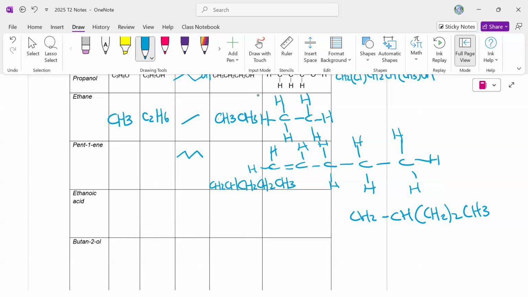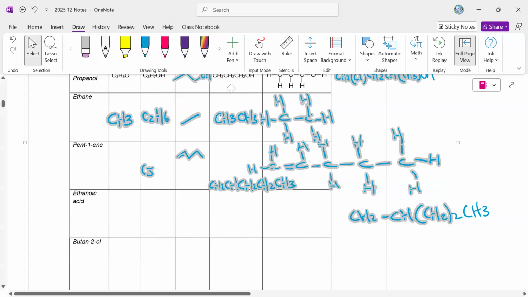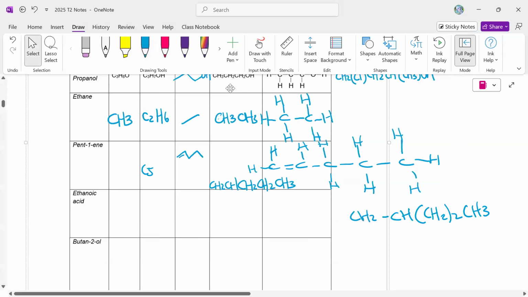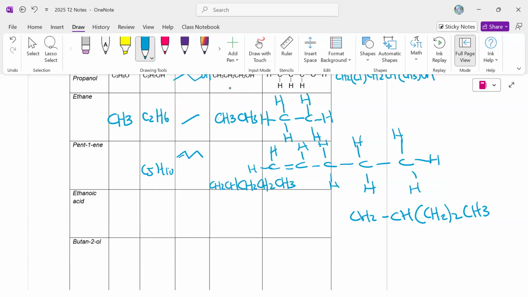And then on the first carbon, there's a double bond. Okay, and then we count 1, 2, 3, 4, 5. So C5. Anyway, you can either count or you remember it's an alkene. So if you remember it's an alkene, it's CnH2n. So it will be C5H10. So CH2. Remember every alkene and cycloalkane always have the same empirical formula.